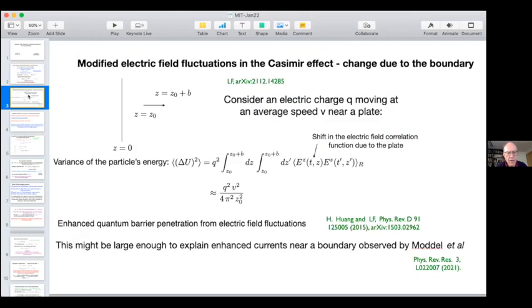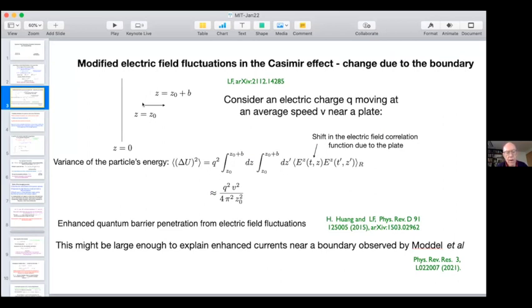Now I'm going to talk specifically about not just fluctuations of the electric field in the vacuum, but rather the modifications due to the presence of boundaries, as in the Casimir effect. So let's consider the situation where you have a boundary, such as a conducting plate or more than one conducting plate. And we want to look at the modified fluctuations, meaning the shift between with the plates and without the plates. Then we want this shifted correlation function. So this is the change in the electric field correlation function due to the presence of the plates.